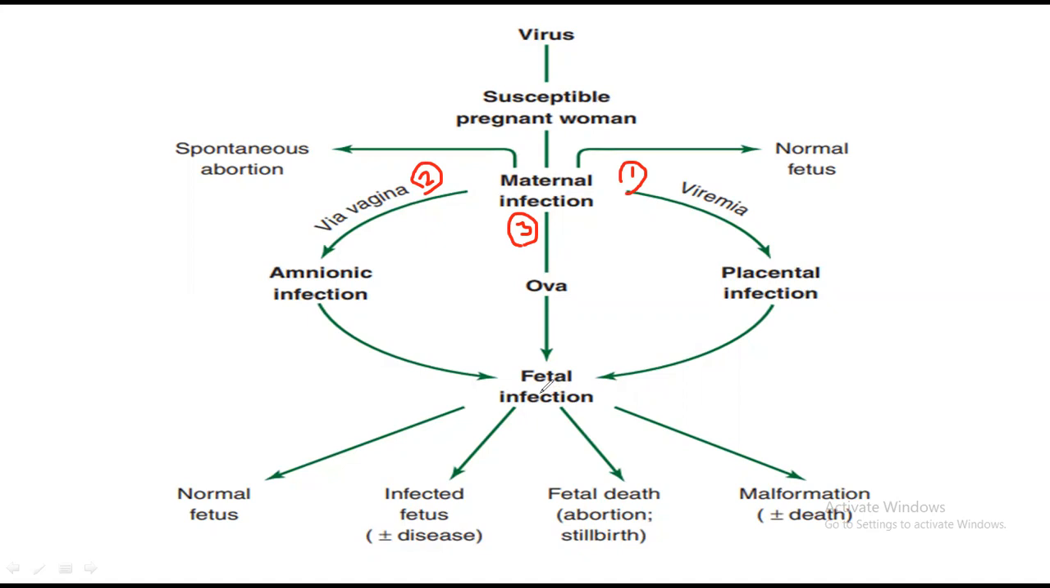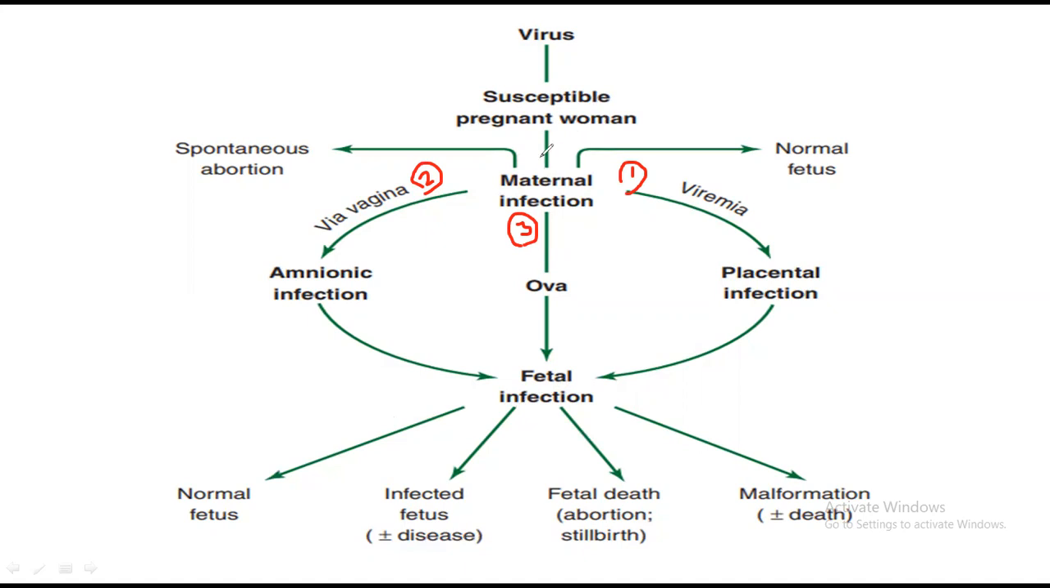When the fetus is formed inside the mother's womb, the fetus will have the virus inside him or her. But in most of these cases, the result is fetal death and malformation. So these are also the four conditions. And this is the third condition: that the ova can be infected.